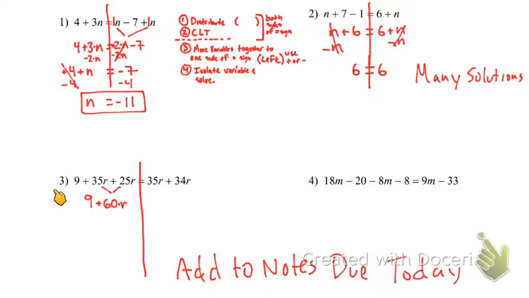Okay, left side is cleaned up. On the right side, no parentheses, so I don't have to distribute, but I do have like terms, 35R and 34R. So we have to add those up. And that's going to give me 69R.